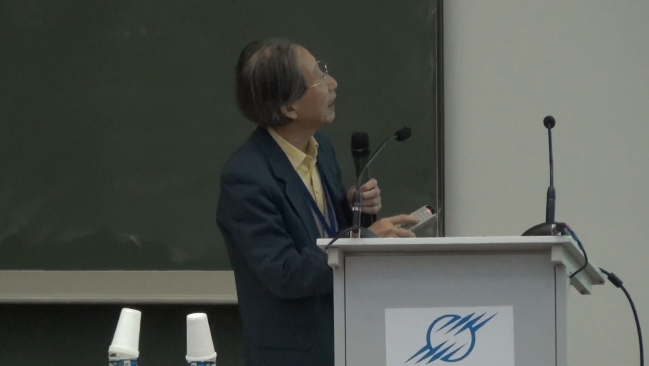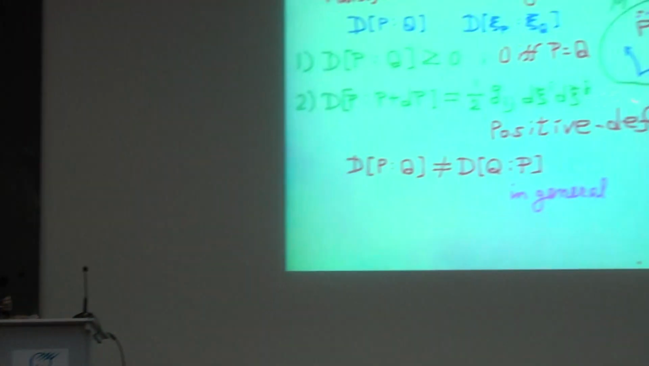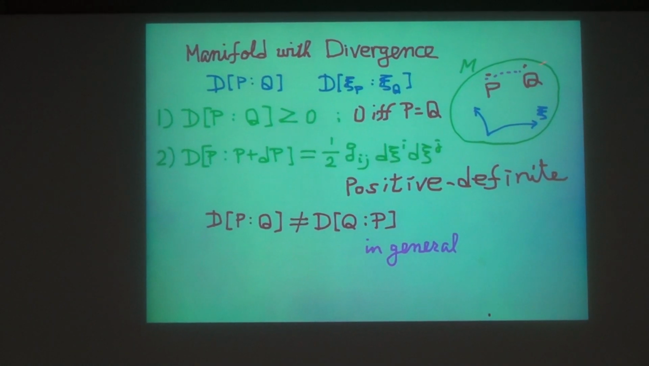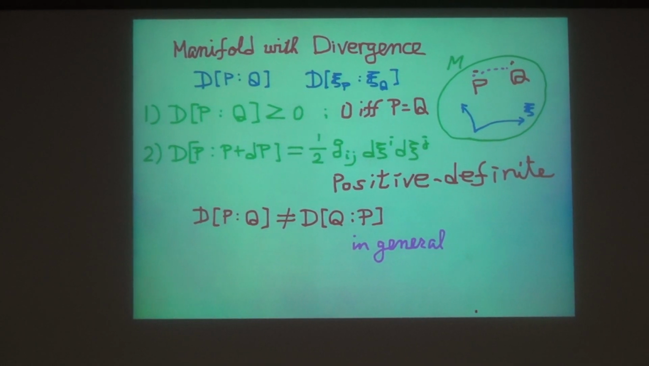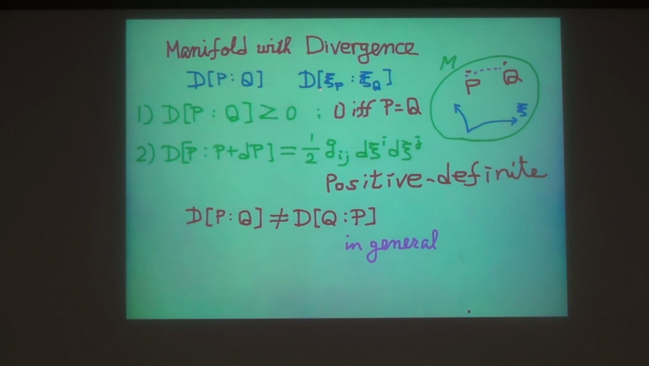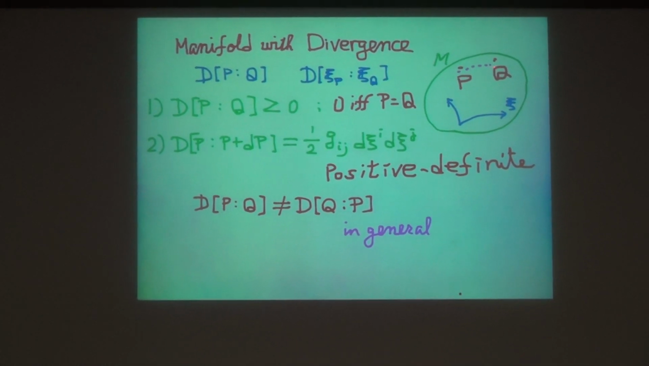Okay, my talk today is just about divergence. So we think about a manifold. We use a local coordinate system. What is divergence? Okay, divergence between two points, P and Q, or we can write it in terms of coordinates: point P coordinate and point Q coordinate. So divergence should be non-negative. Okay? And also it should be 0 if and only if P and Q are equal.